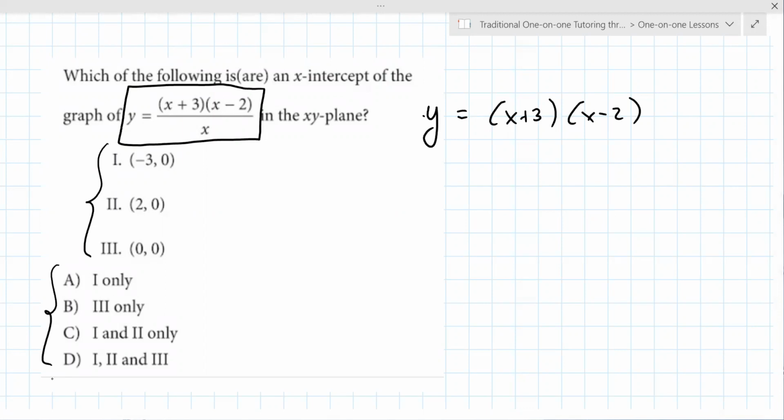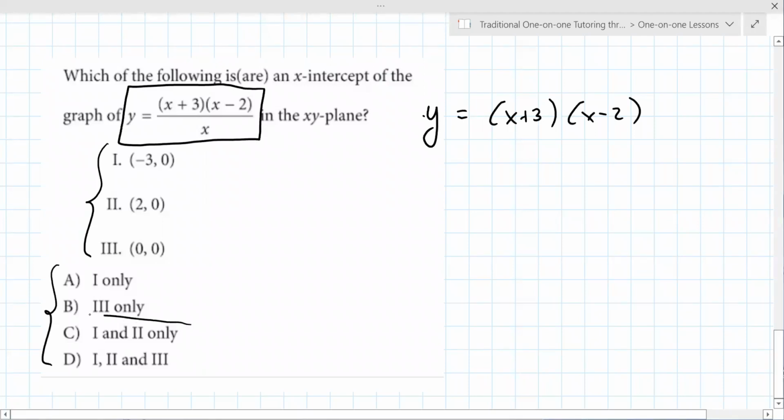So would you just solve it the same way, like we have been? Yeah, I'm really just asking you, what are the x-intercepts of this factored form? -3 and +2. So option 1 and 2. Okay, so what letter would you choose? 1 and 2, letter C. Yes.